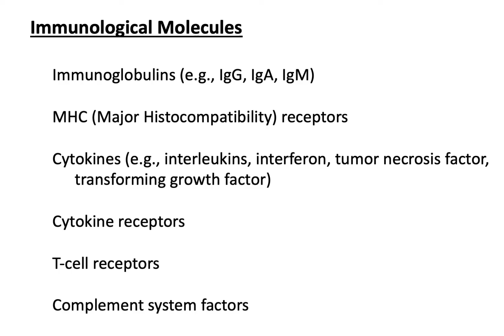In addition to the immunoglobulins, there are many other molecules and receptors that are involved in the immune system. So up at the top, there are different immunoglobulins. There's the MHC receptors, major histocompatibility receptors on the cells. Cytokines, including interleukins, interferon, tumor necrosis factor, tumor growth factors, etc. Cytokine receptors that attach those cytokines, and then T cell receptors, and complement system factors as well. So many different molecules are involved, a highly complex and organized system.